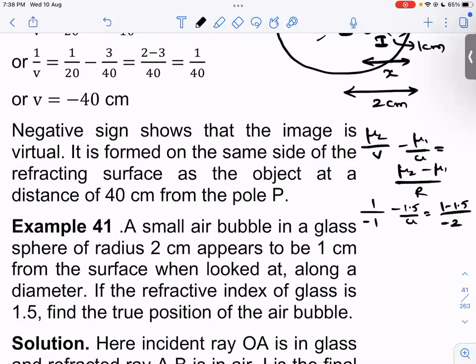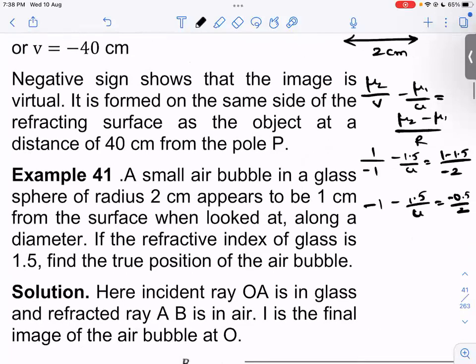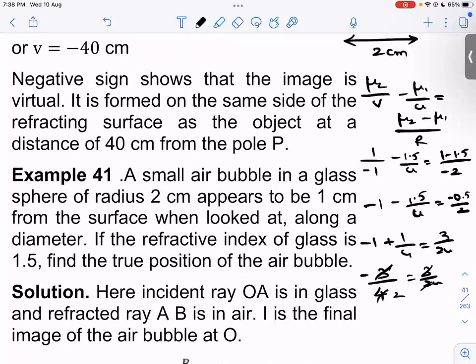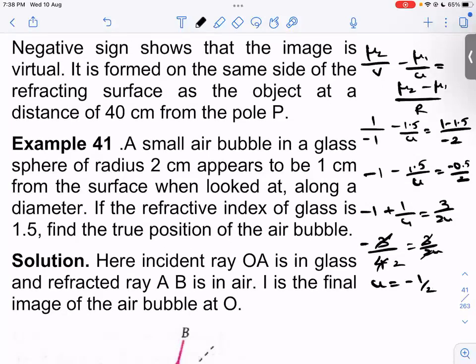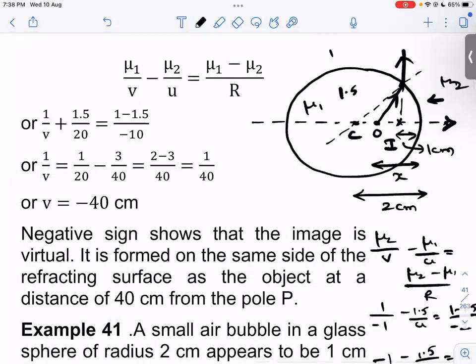R is minus 2. So minus 1 minus 1.5 by u is equal to minus 0.5 by 2. So minus 1 plus 1 by 4 is equal to 3 by 2u. So you will get, sorry, minus 3 by 4 is equal to 3 by 2u. So this and this will get cancelled. Minus 0.5. 1 by mu2 by v, where v is minus 1.